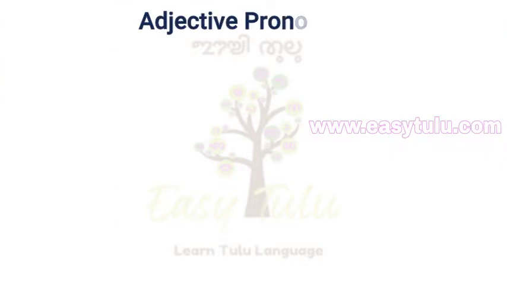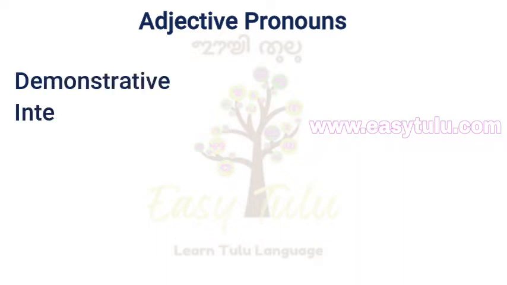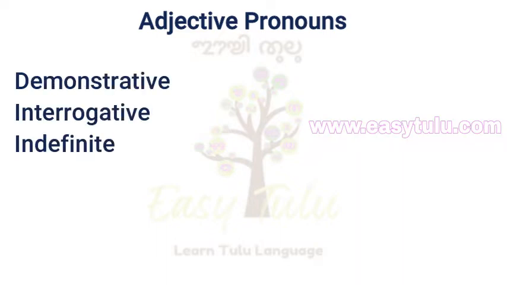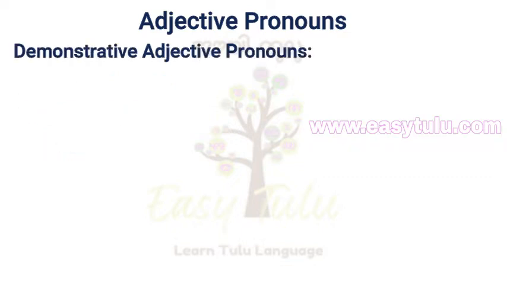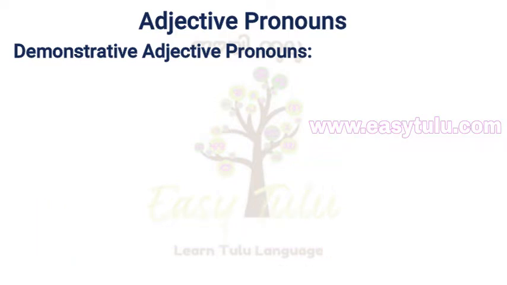Adjective pronoun is a pronoun used as adjective. For examples, this book, some friends, etc. There are three types: demonstrative, interrogative, and indefinite. First, let us look at demonstrative adjective pronouns. Demonstrative adjective pronouns are used to point out specific people or things.